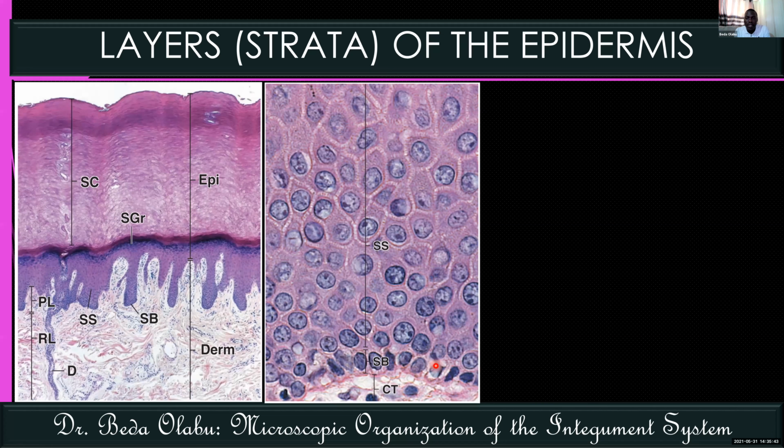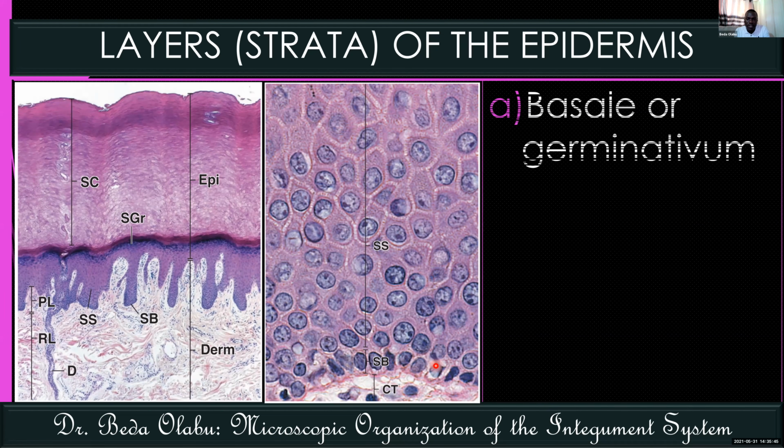So for some reason, we name the layers of the epidermis from the deepest to superficial. I don't know why, but let's continue with that. The first layer of the epidermis, which means the deepest layer, the layer next to the dermis, is known as the basal layer. You can call it in Latin stratum basale, or stratum germinativum to mean the germinating layer. This is the layer of cell division.